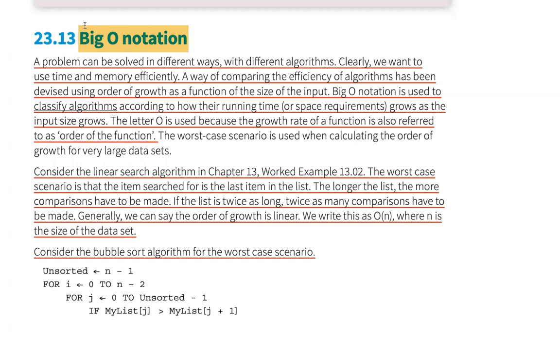And it is a very good method to represent whether an algorithm is more efficient in terms of time and space. A way of comparing the efficiency of algorithms has been devised using the order of growth as a function. Now, the reason it's called order of growth is because when I increase the size of data for a particular algorithm, the running time or the space requirement for that algorithm may increase.